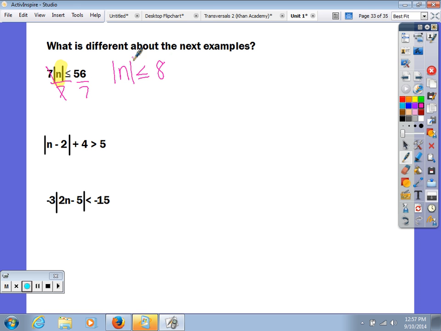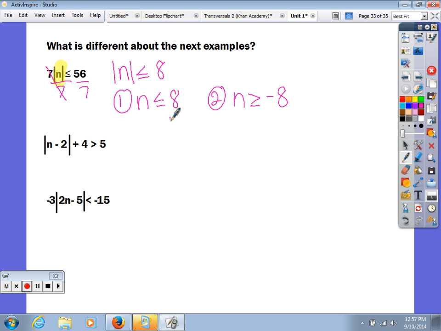Now that the absolute value is by itself, I can make my two cases. My first case is n less than or equal to 8. My second case, n is greater than or equal to -8. And as you can see here, there's really nothing that we need to work for these two cases because the problem's already solved. And those are our final answers.